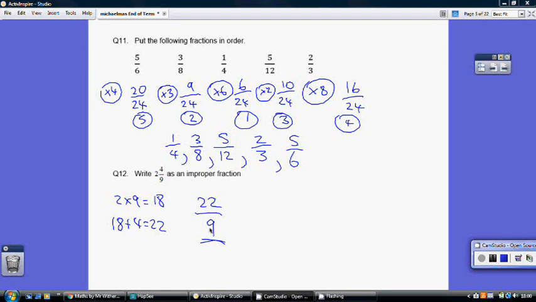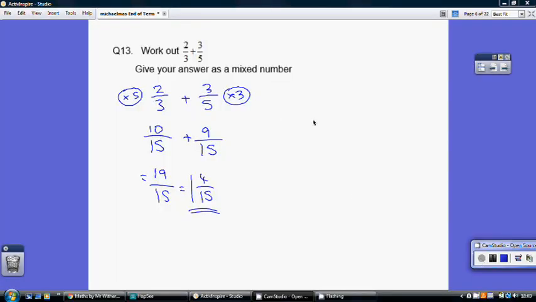Now the quick way to do it, really summarising what I just said, just do 2 times the denominator, 2 9s are 18, and add the 4 to give us 22. So 22 over 9.